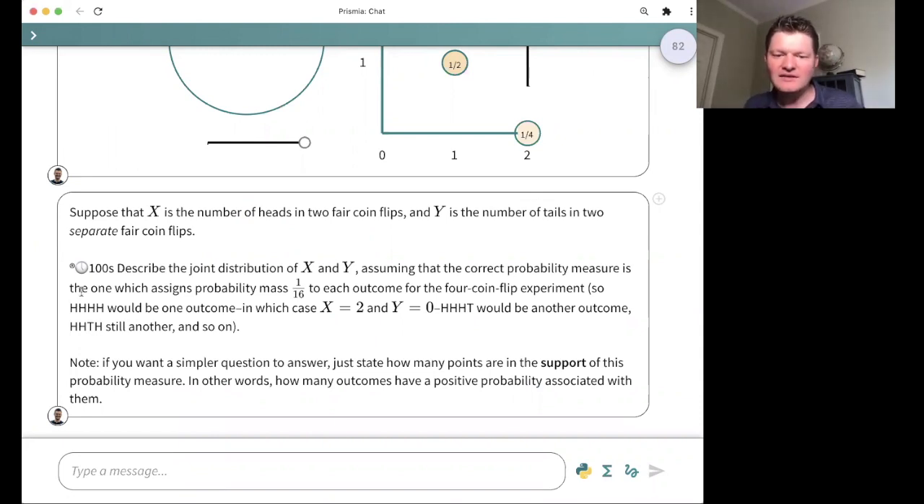So now in this situation, what does the joint distribution of x and y look like, assuming that the correct probability measure is the one that assigns probability mass 1/16 to each of the 16 outcomes for the 4 coin flip experiment? And that's maybe a little hard to describe in words. So if you want a simpler question to answer, just state how many points are in the support of this probability measure. In other words, how many possible values can x comma y take on in the plane?